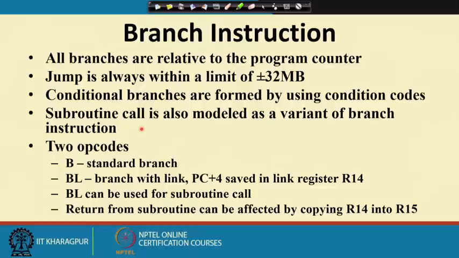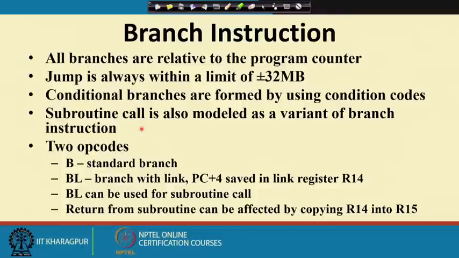This is useful because it helps us in program relocation, which we have seen previously. This jump is always within a limit of plus minus 32 MB, so it is not the entire address range. Conditional branches you can make by having the condition codes. The simple branch is B, and you can have, say, BEQ, for branch on equality, like that. So you can have the condition codes as part of it.